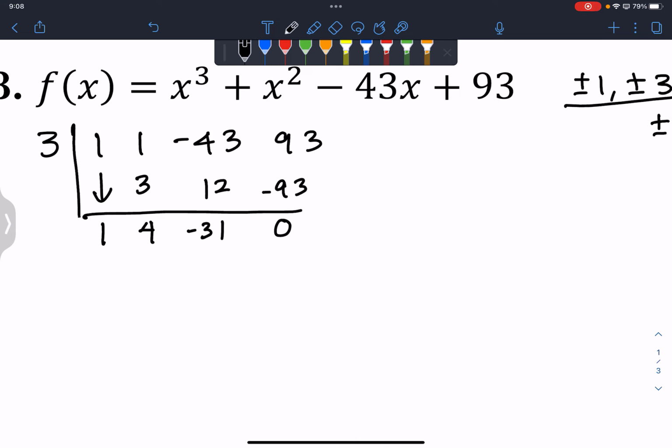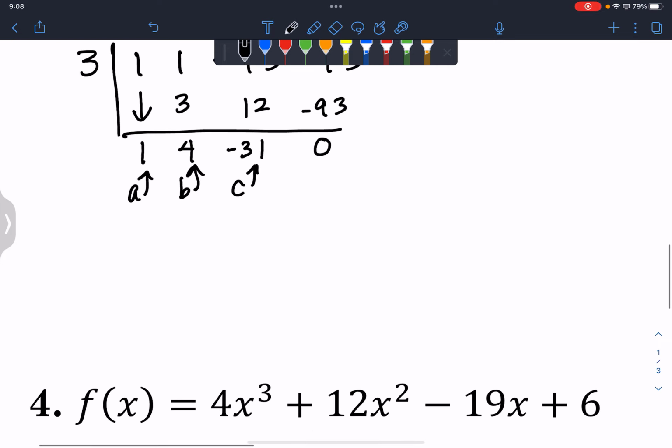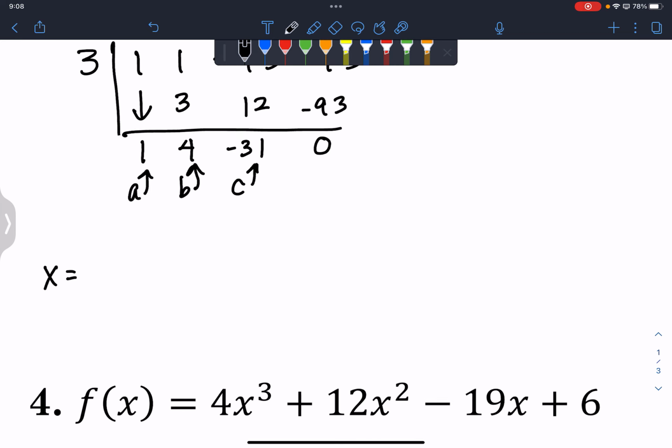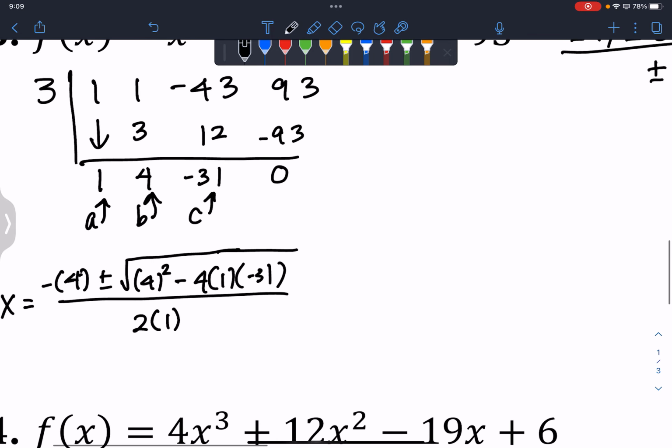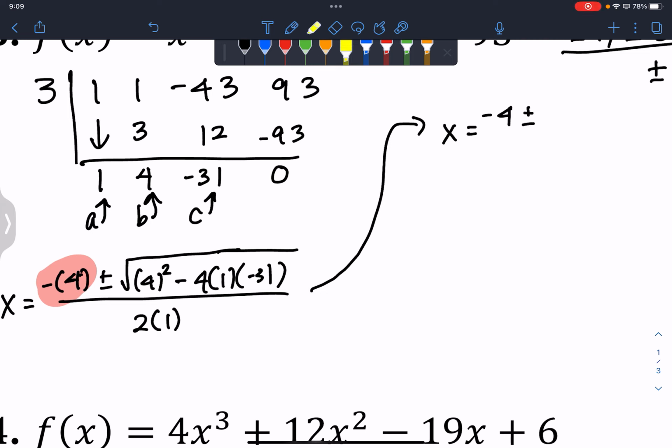Again, I'm just going to jump straight into the quadratic formula. And x is going to equal the negative of positive 4 plus or minus the square root of 4 squared minus 4 times 1 times negative 31, divided by 2 times 1. And we'll continue over here. So the negative of positive 4, that's going to be negative 4.